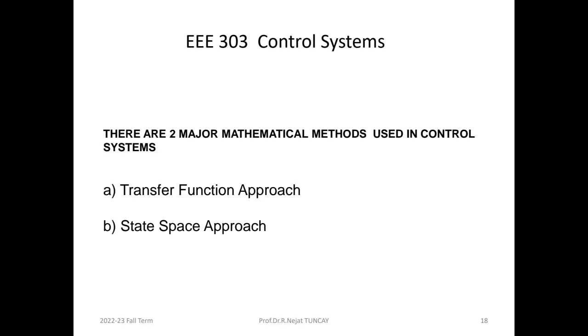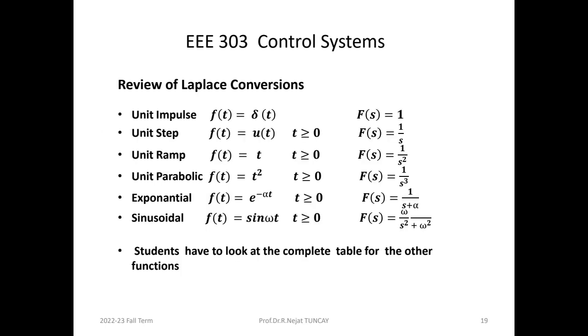These are the functions. If it is a step function, it is 1 over s. If it is a ramp function, it is 1 over s squared. If it is a parabolic function, it is 1 over s to the power of 3. Exponential function, 1 over s plus alpha. Sinusoidal function is something like this.